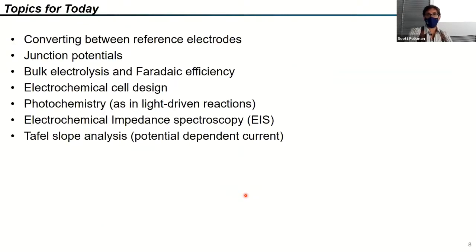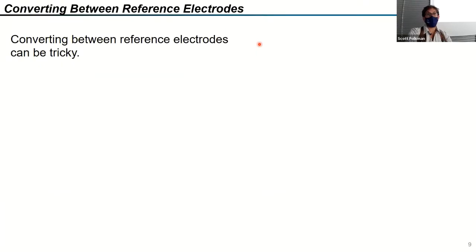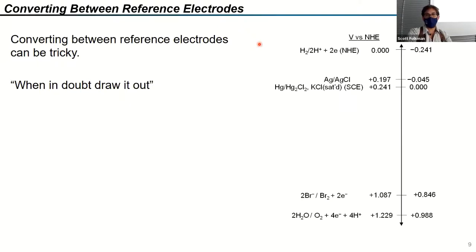So moving forward, the topics for today I mentioned, let's move into the first one, converting between reference electrodes. Now this, if you do electrochemistry, I guarantee you will have to do. And I do note that it can be a little bit tricky, and you have to think a little bit when you're doing this conversion. So my saying is, when in doubt, draw it out.